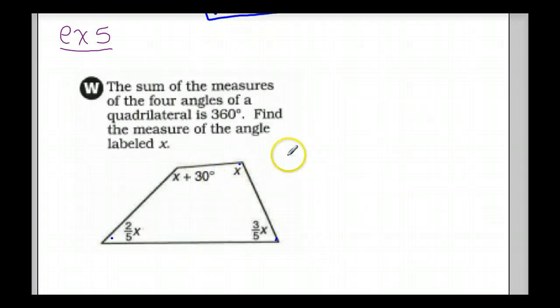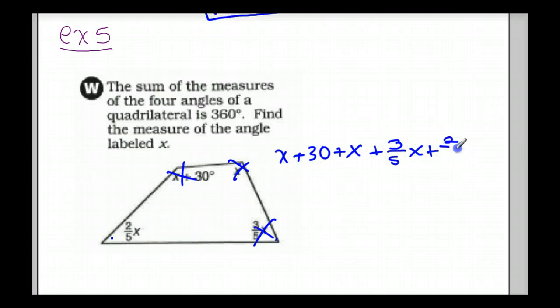We're going to solve for x. We have x plus 30, which is this angle here. So I'm just going to put a little cross out, plus x plus 3/5 x. And I'm just dashing these off as we go, plus 2/5 x. That's our last one. So I've added all four of these together, and that all equals 360 degrees.